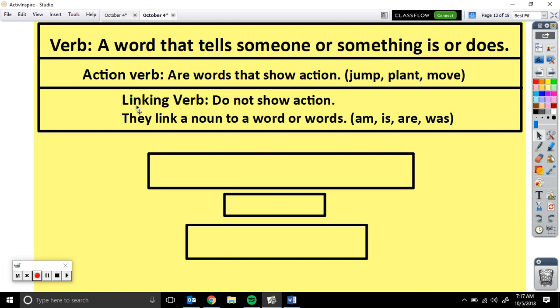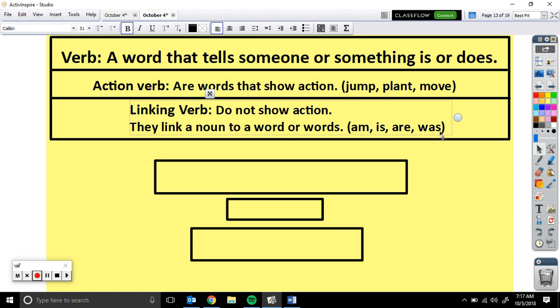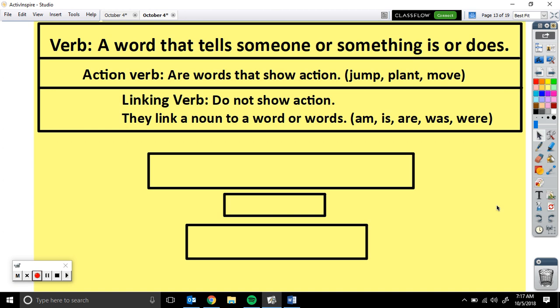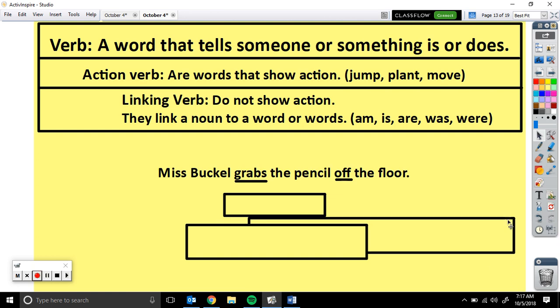And oftentimes, linking verbs are the same. So, am, is, was, were. There's one more. Hold on, what am I missing? There's supposed to be four. Oh, and also were. Am, is, are, was, were. Those are the common linking verbs. So you just kind of have to remember that those are the linking verbs and they're just connecting two sets of nouns essentially.